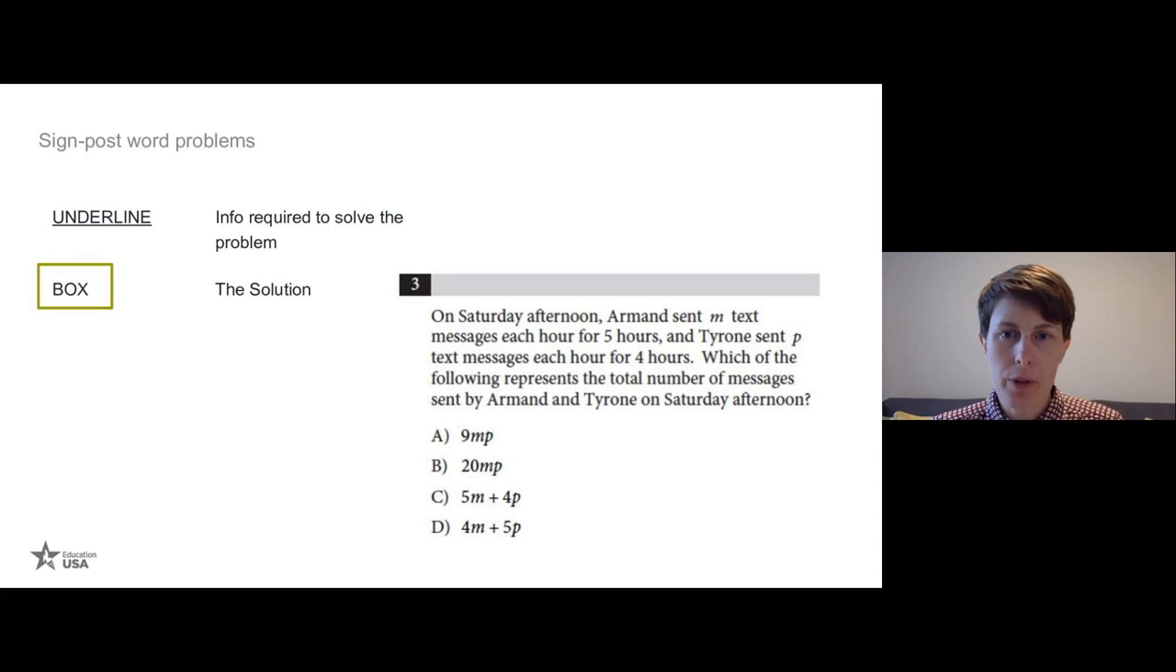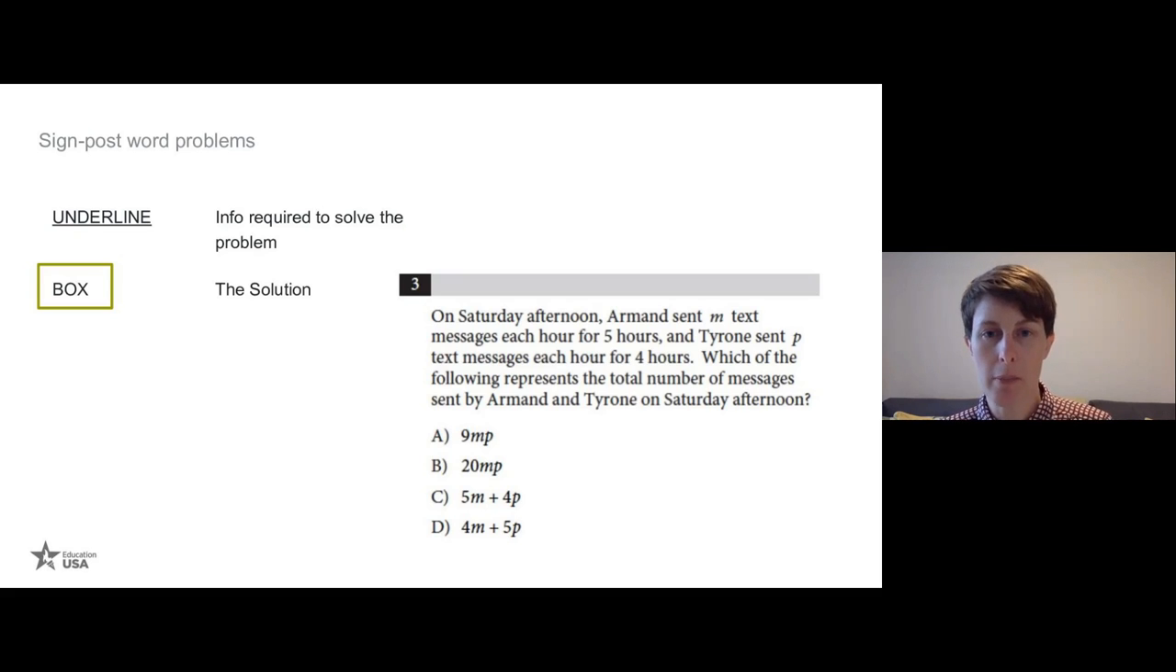On Saturday afternoon, Armand sent M text messages each hour for 5 hours. So, the irrelevant information is that it's Saturday. Doesn't really matter. The relevant information is that there's an M number of text messages each hour for 5 hours, right? Like we've set up a rate of him sending text messages. And then Tyrone sent P text messages each hour for 4 hours. Okay, so again, a rate of a certain number of text messages for a certain number of hours. Which of the following represents the total number of messages sent by Armand and Tyrone on a Saturday afternoon?